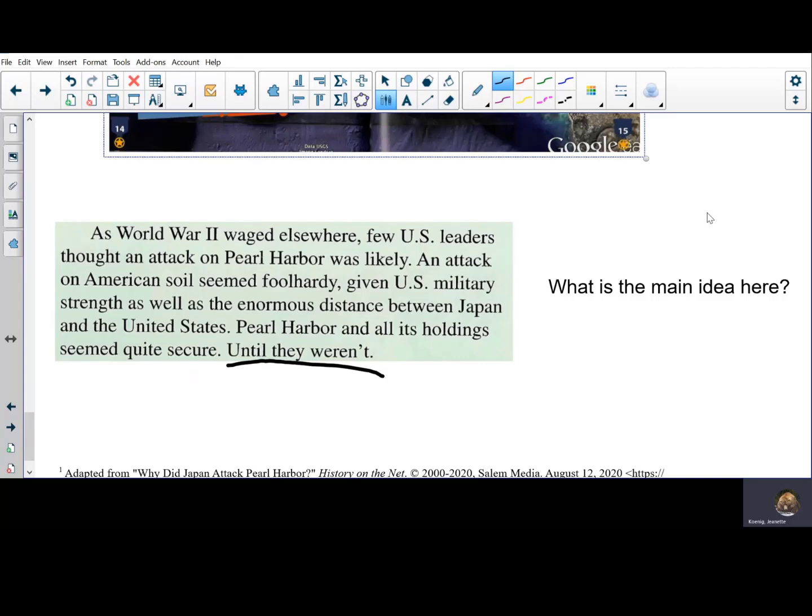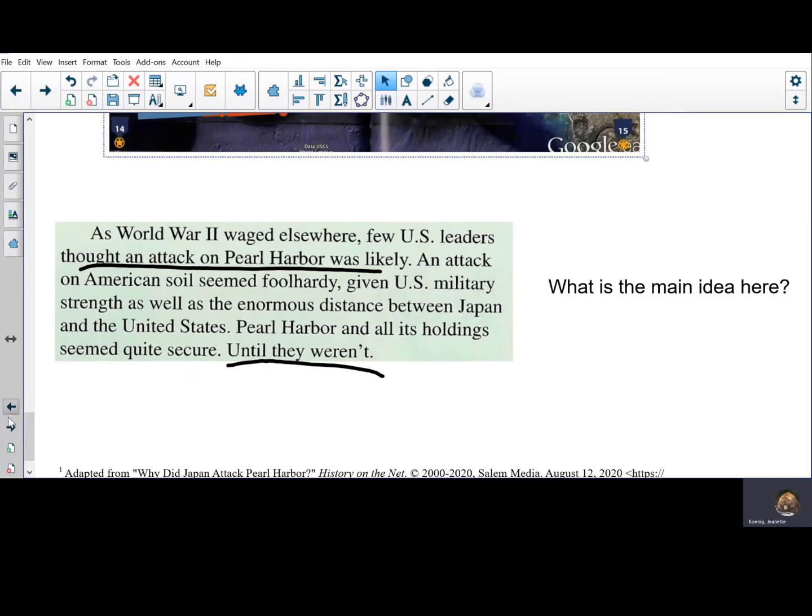They thought Pearl Harbor would never be attacked. Yeah, that's pretty much what I think. In fact, I'd say the first sentence really encompasses the whole main idea. Nobody thought Pearl Harbor was going to be attacked. The rest of the sentences just provide detail on why. The U.S. military was strong and Japan was far away from the United States. Pearl Harbor just feels really, really secure and nobody's going to attack. And that attitude is why the attack was such a surprise.